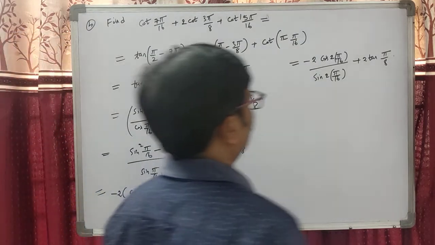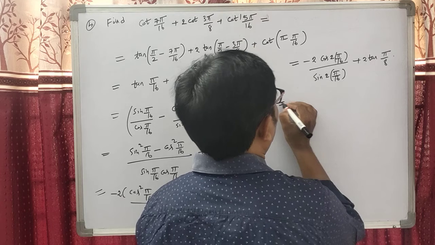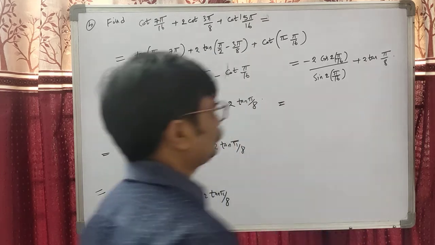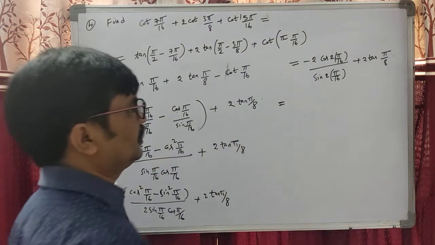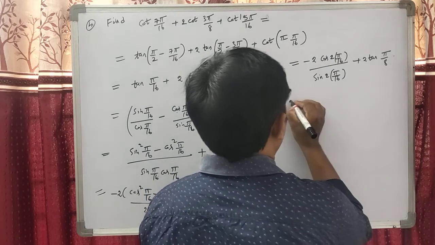So how can you write this, students? Just we take, students, right now, all of you observe here. My dear students, the 2 is the common.